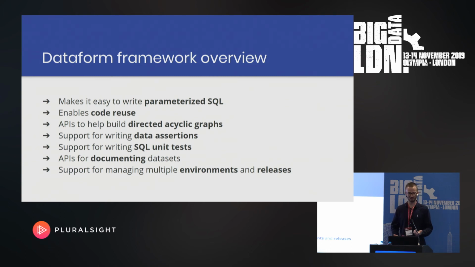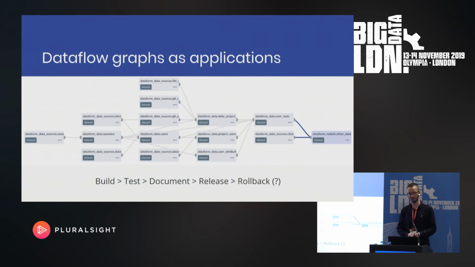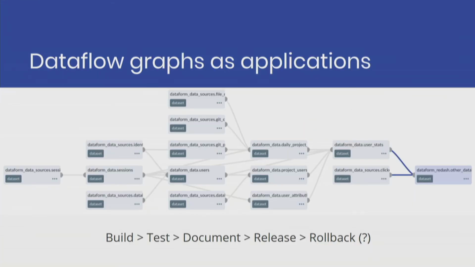We can also write data assertions. These are tests. We can check that our data conforms to a certain format, or that it has a certain number of rows, or that there are non-nulls. It also has support for documenting data sets and developing, staging, production environments, and managing those release processes. So this is all in the core open source framework, which we released in the last year.